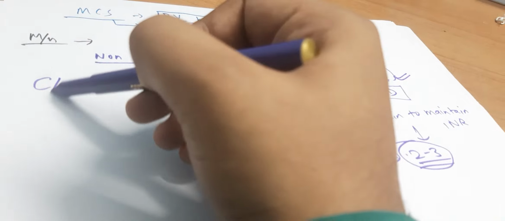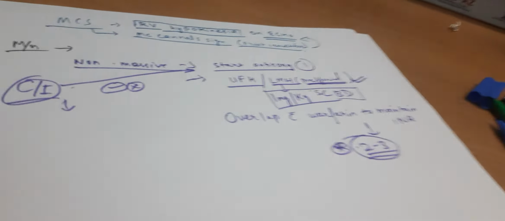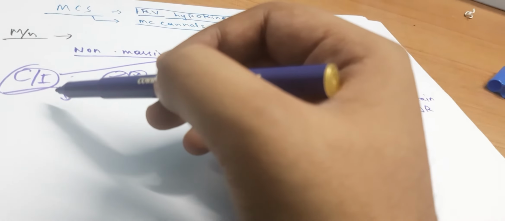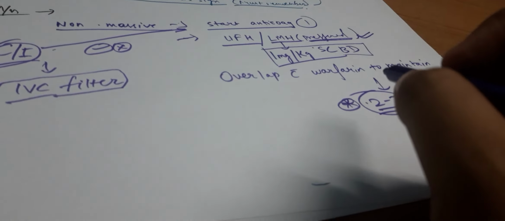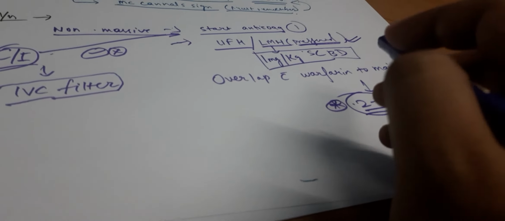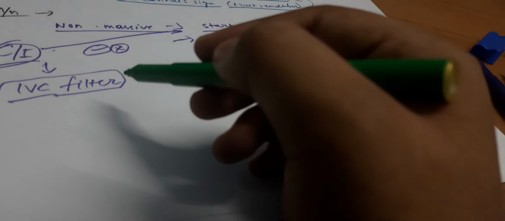In case of contraindications, now, very important thing is, if the anticoagulants are contraindicated, you cannot use the anticoagulants, then what will you give? There is nothing to give. You have to put an IVC filter, an inferior vena cava filter. Alright. So this was about non-massive thromboembolism.